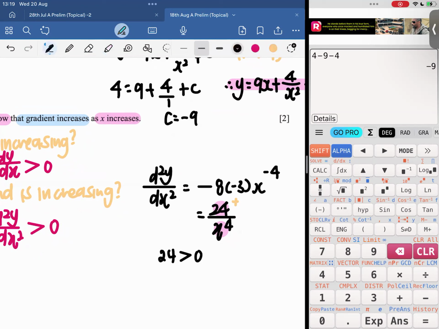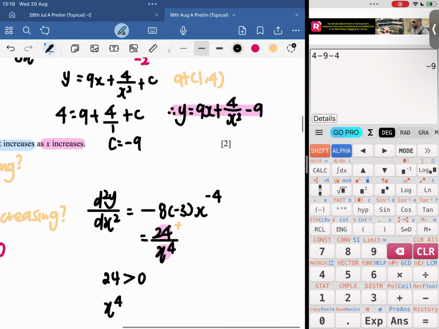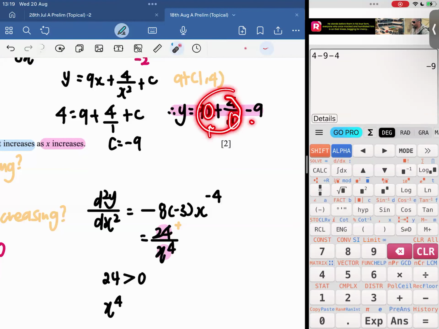So if x increases, what am I talking about? Okay, if x is 0, then x power 4 will also be 0. Correct? But we don't want that. We want it to be more than 0, right? So you ask yourself, is it possible? Look at my equation, okay? They are saying that this is a curve. If this is a curve, if I put in 0, this whole thing will be 0, right? I'll get y equals minus 9, which my graph will look like this.